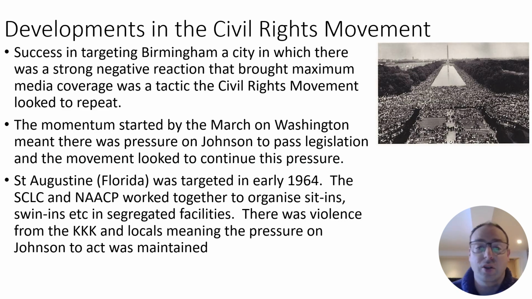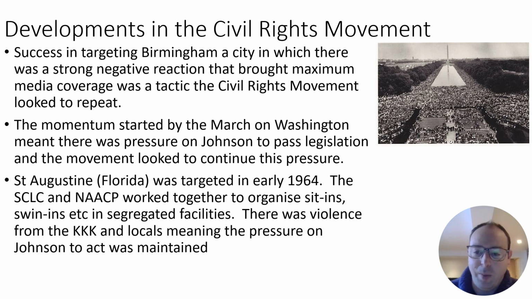So to start off with, we're going to look at developments in the civil rights movement. Following the success in targeting Birmingham, in which there had been a strong negative reaction, in particular the picking of Bull Connor and the extreme way he reacted and how that brought maximum media coverage, this was a tactic the civil rights movement looked to repeat. It was one of the key moments that then led to the March on Washington and the Civil Rights Bill being put in front of Congress.